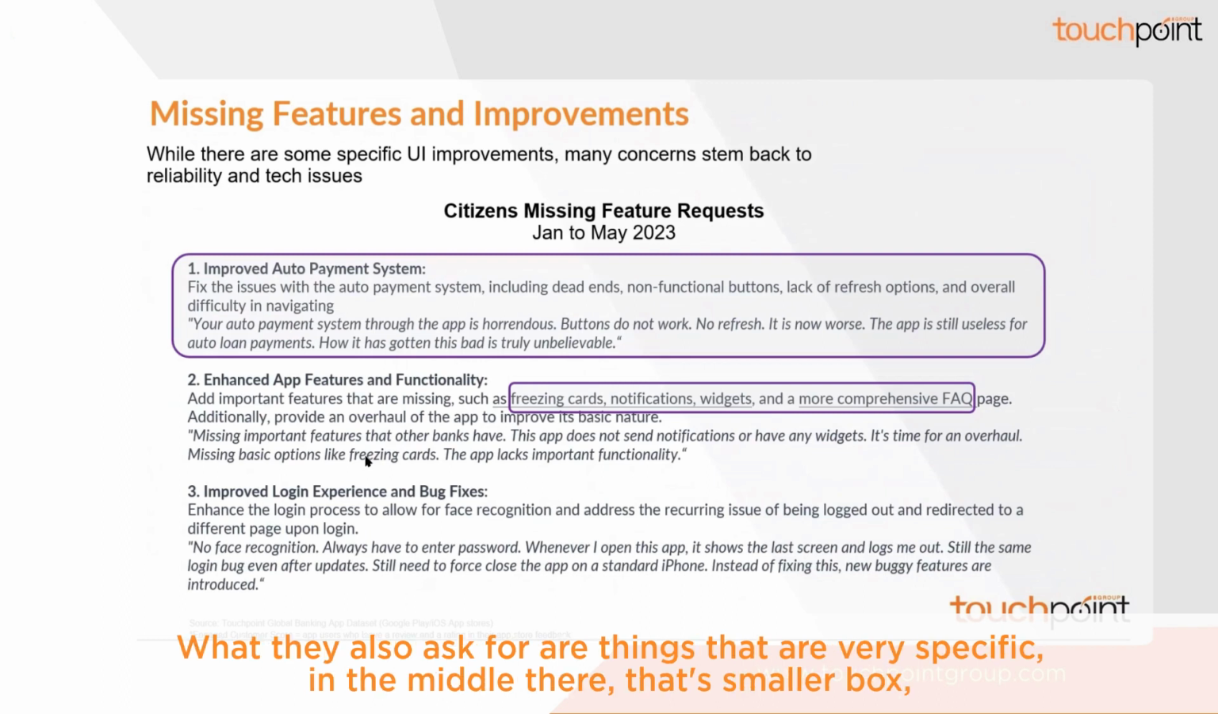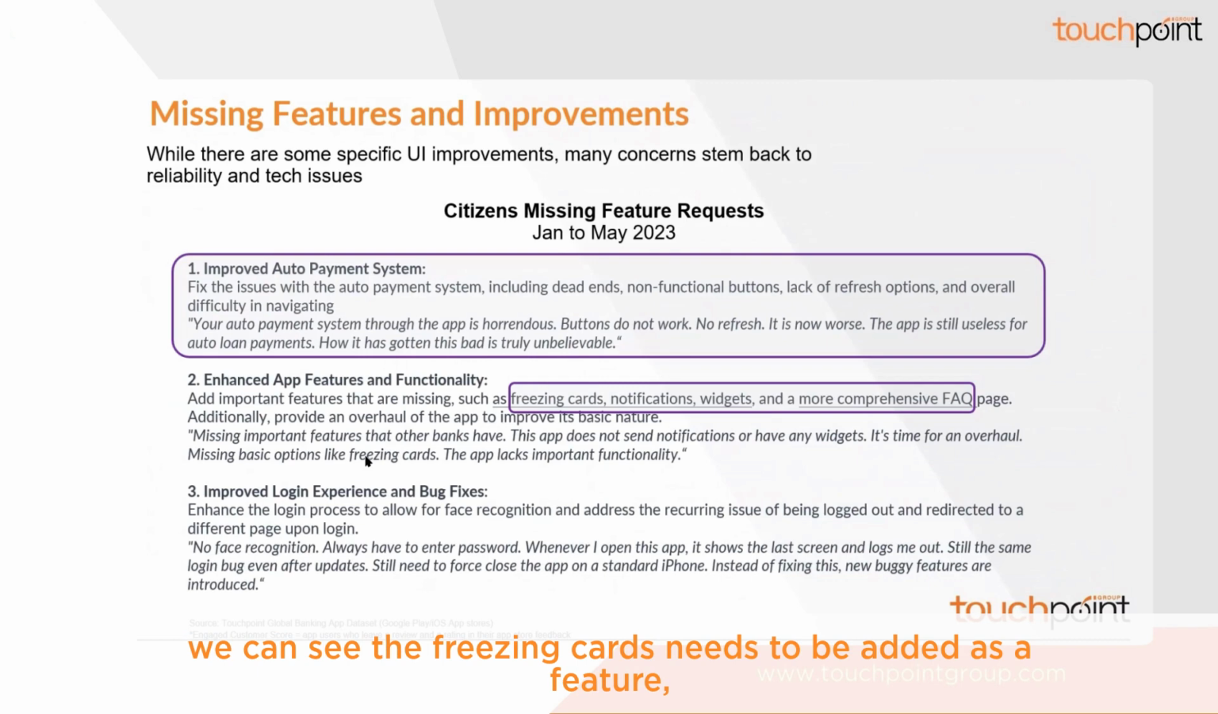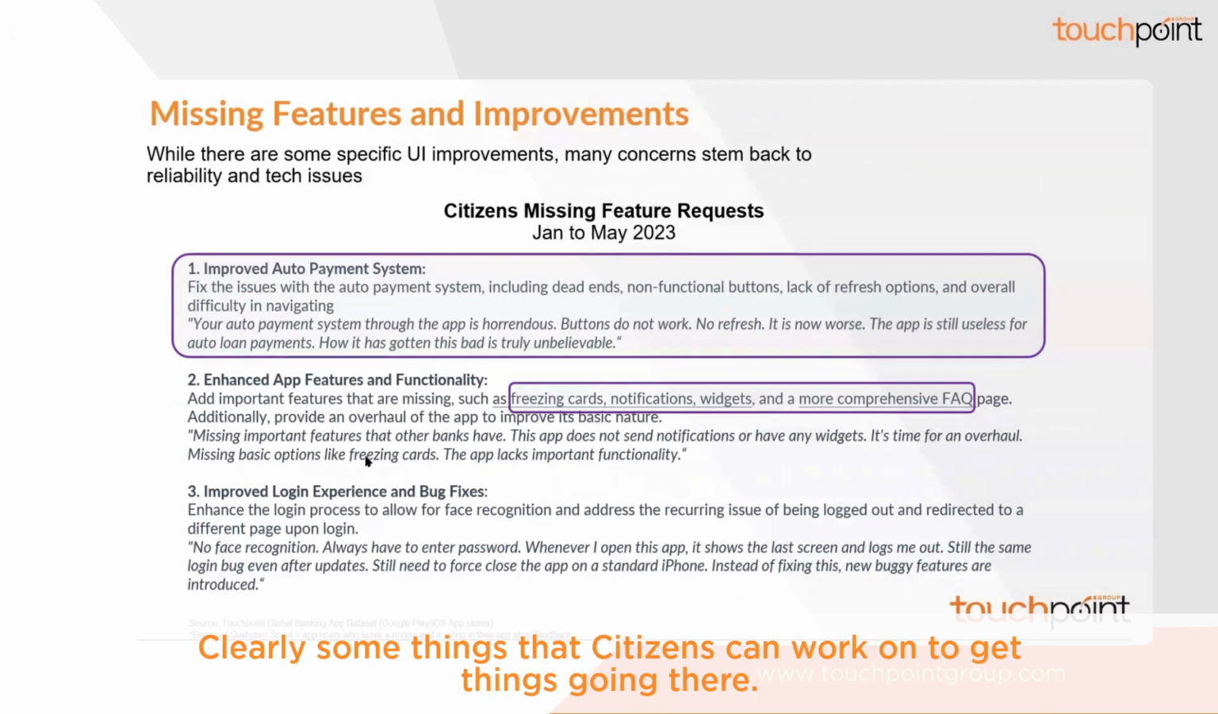What they also ask for is things that are very specific. In the middle, that smaller box, we can see freezing cards needs to be added as a feature, along with notifications, widgets, and a more comprehensive FAQ page. So clearly there are some things Citizens can work on. That's pretty much an overview of what we go through in terms of monthly review.